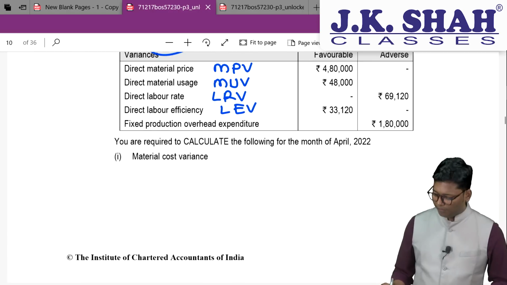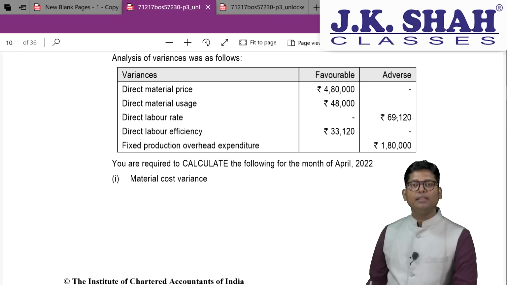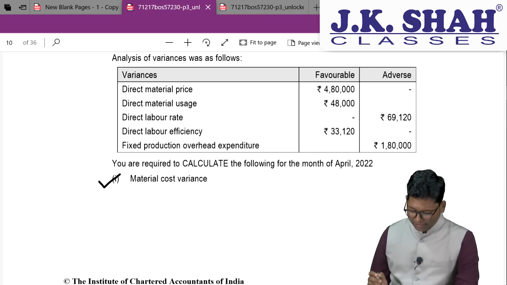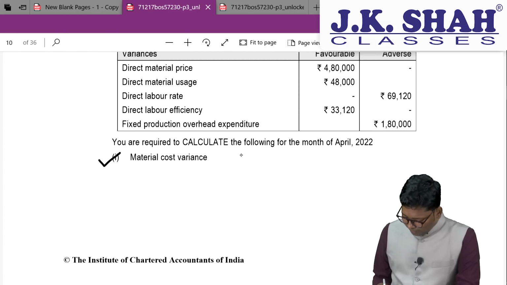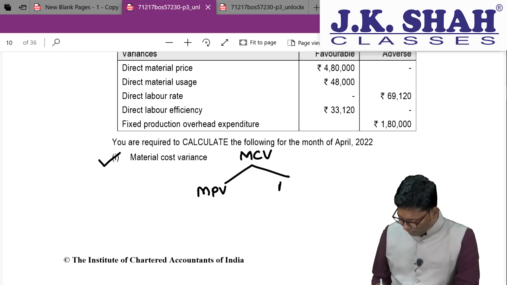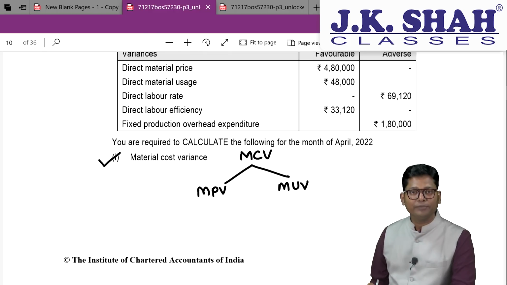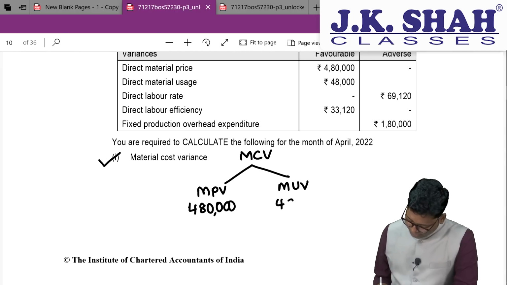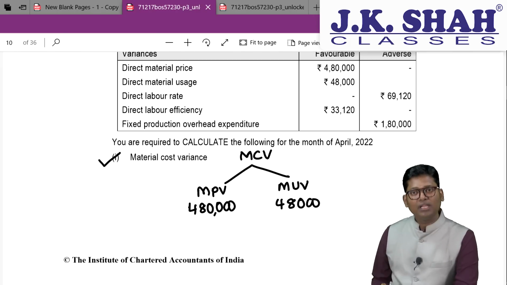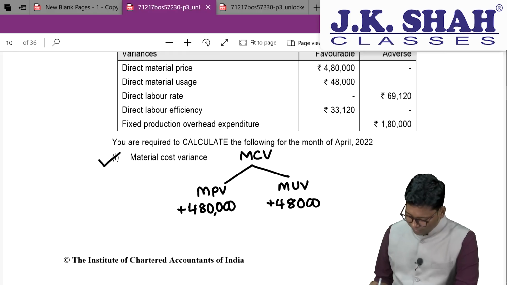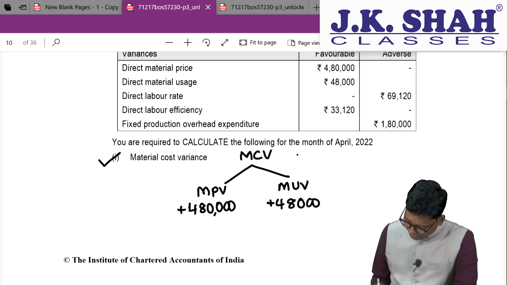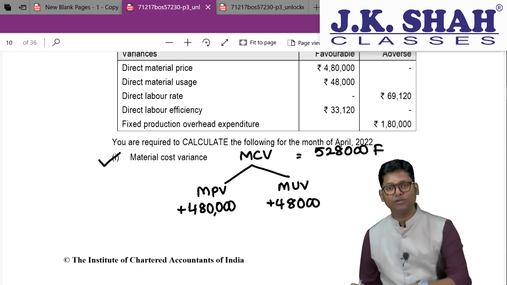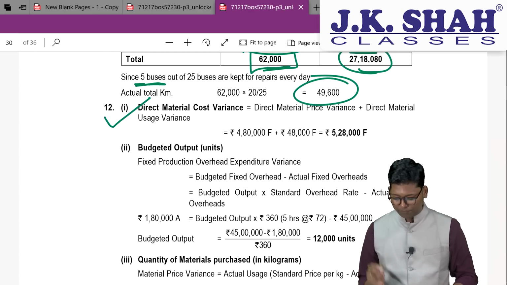By using the same information, they have asked us to calculate some figures. The first thing asked is the calculation of material cost variance. If you are aware of the relationship between material cost variance, material price variance and material usage variance, you can easily calculate this figure. Your material price variance is given as 4,80,000. Material usage variance is given as 48,000. Both are favorable, means both figures are positive. When you add them, you are going to get the total value of 5,28,000 favorable, and this is the answer of material cost variance, which is given in the first point of your suggested answer.